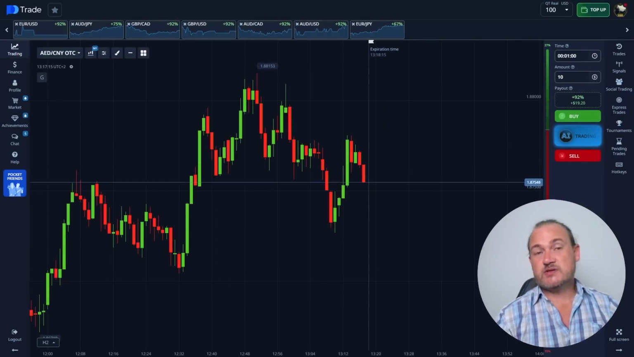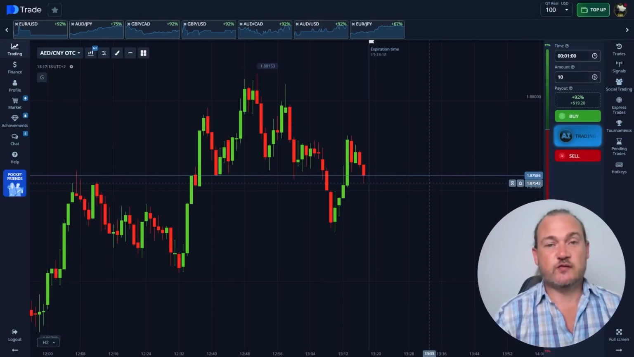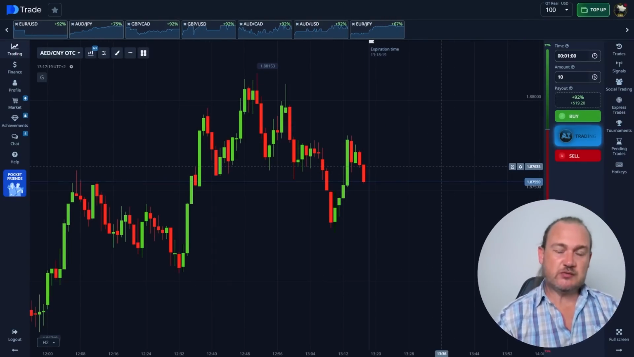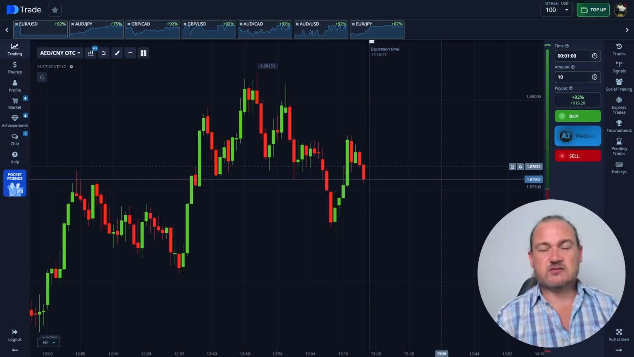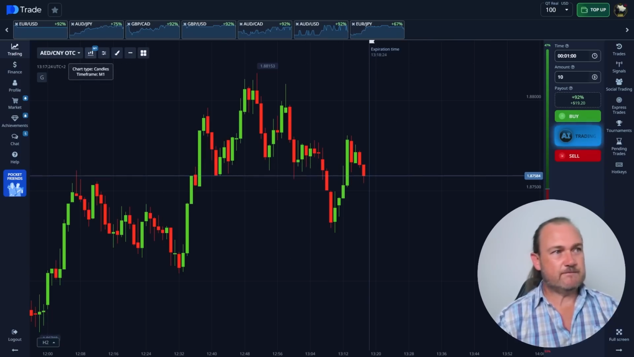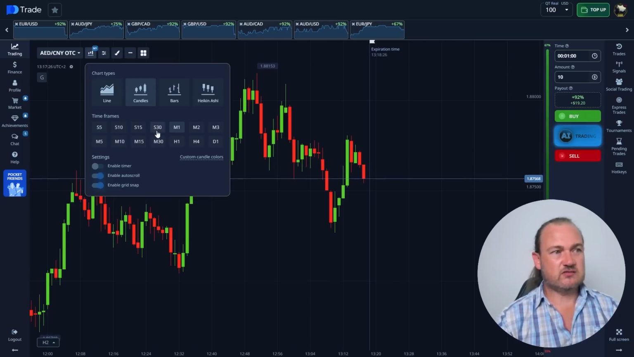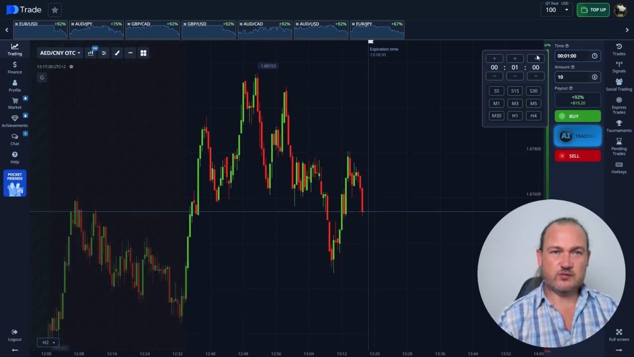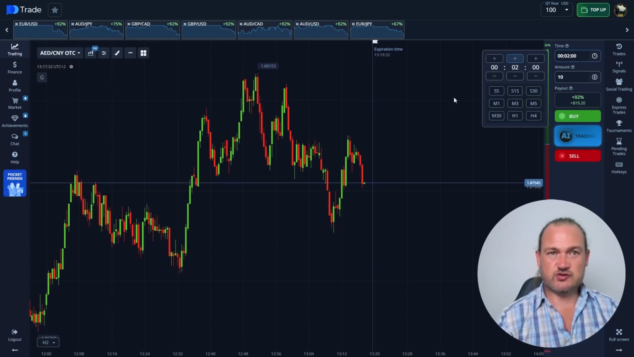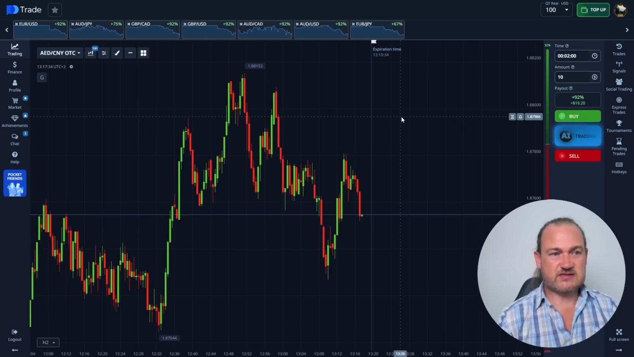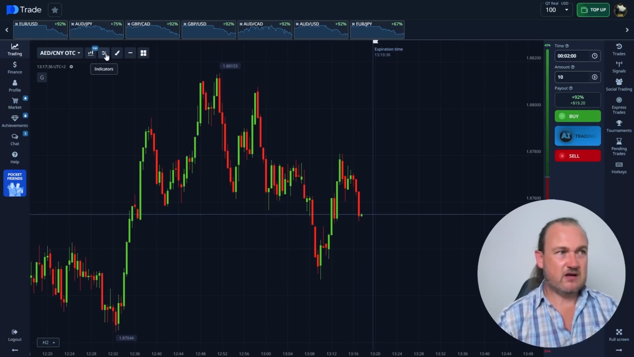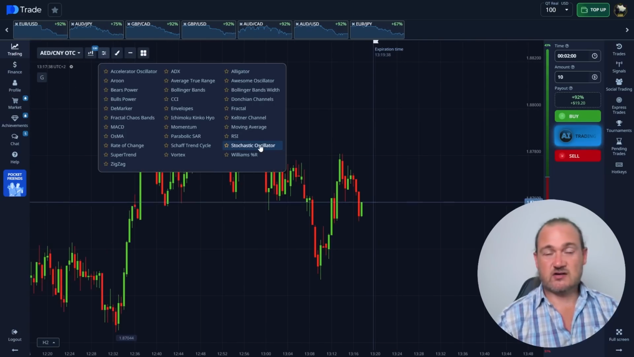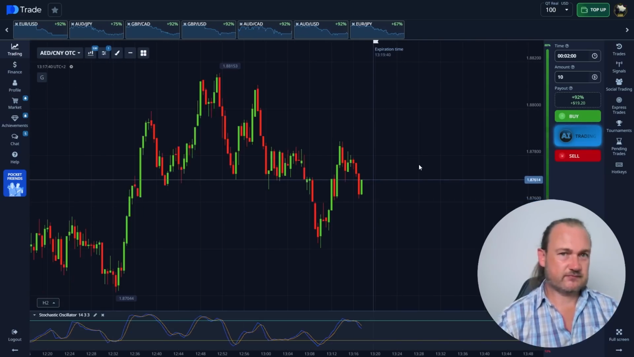Okay, so before we start trading, we need to set up our platform for the strategy. Today we're going to trade with $100. It's a good amount to demonstrate the strategy with, and we're also going to change our candle time frame to 30 seconds. And after that we're going to change our expiration time to 2 minutes. These are the optimal settings for this specific strategy. After that we're going to add the stochastic oscillator to our charts.